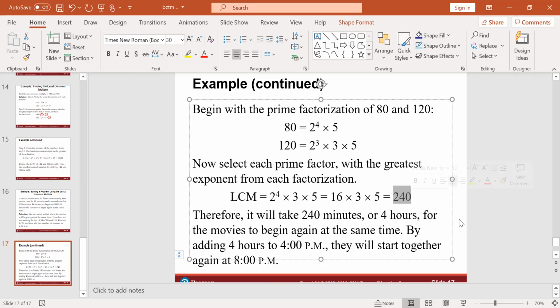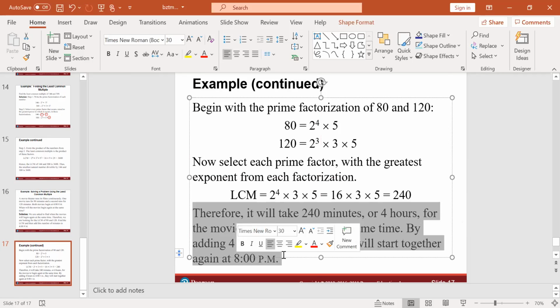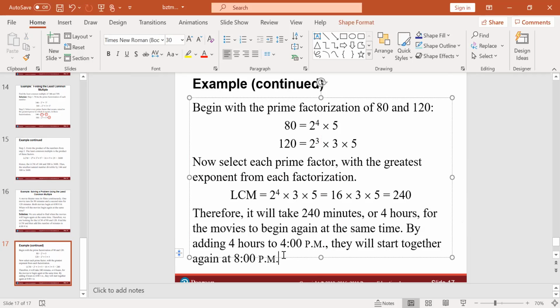So every 240 minutes, or in other words, every 4 hours, the movies line back up and they'll start at the same time again. So if they started at 4 p.m., they'll be synced back up at 8 p.m. That's 4 hours after 4 p.m. That's not so bad.